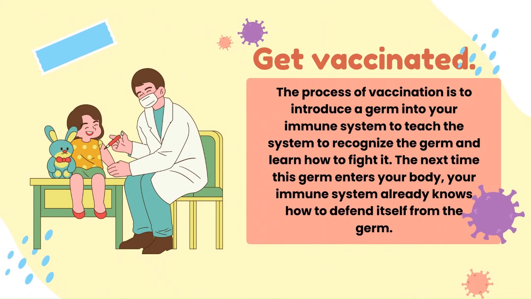The next one, of course, is getting vaccinated. So get vaccinated. The process of vaccination is to introduce a germ into your immune system to teach the system to recognize the germ and learn how to fight it. So the next time these germs enter your body, your immune system already knows how to defend itself from the germ. So, examples like the polio vaccine, flu vaccine, or the COVID-19 vaccine. So the next time your body meets the germ, it already knows how to defend itself.